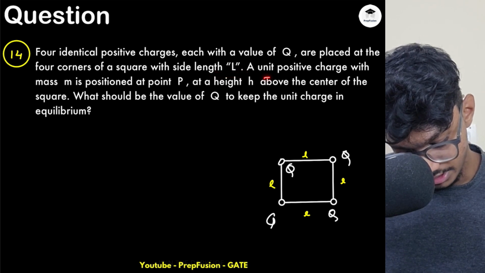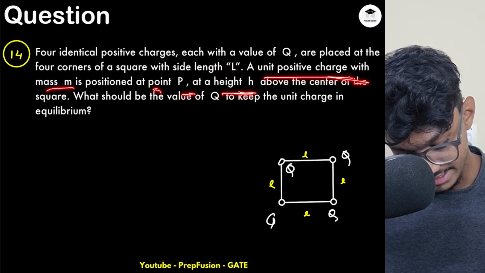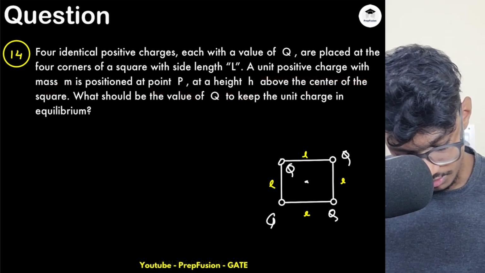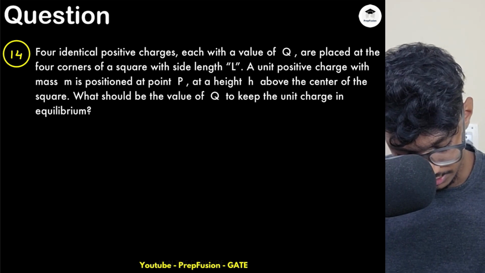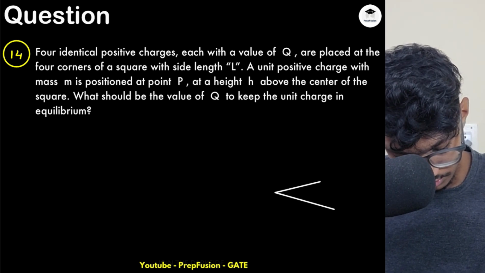Side length L. A unit positive charge with mass m is positioned at point P at a height h above the center. So this is actually a 3D figure. So actually what I should do is draw this properly. This will be a 3D figure. So I have a square.